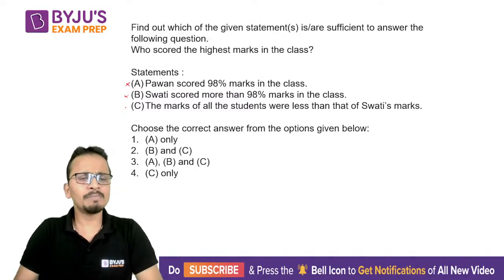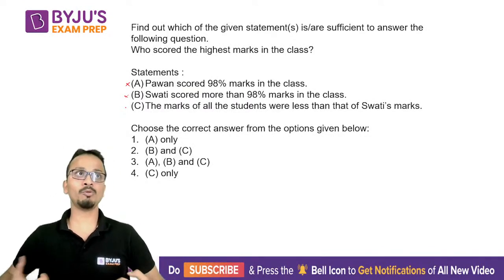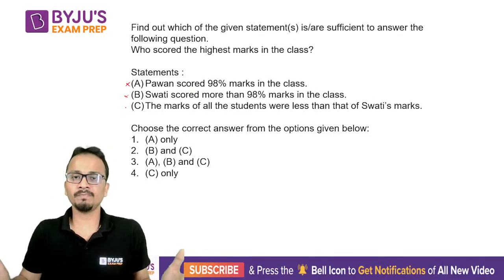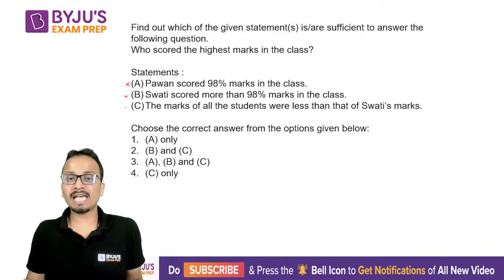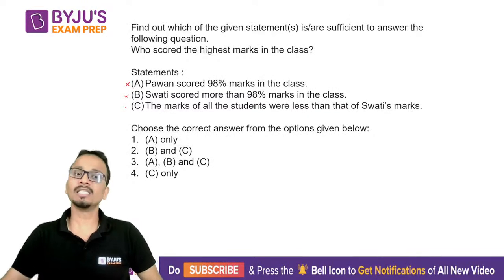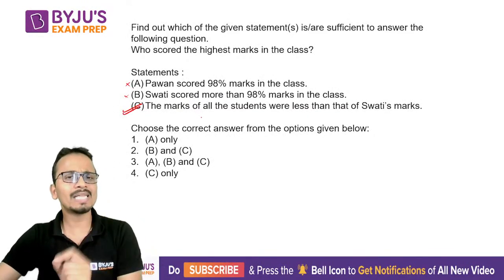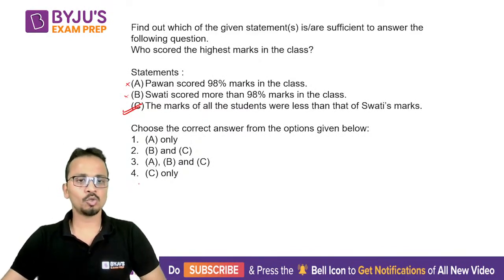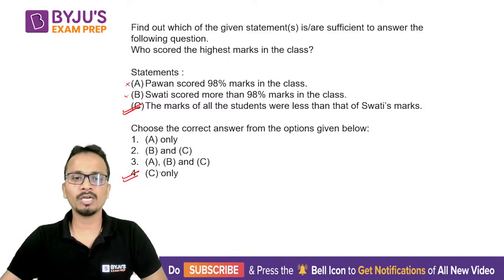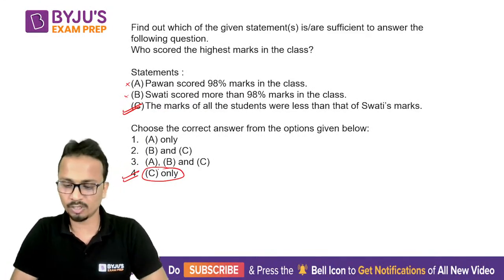If I look at statement C alone, the marks of all the students were less than the marks of Swati. So if I say that all the students in the class have scored less than me, then that means I am the topper of the class. So yes, statement C is sufficient to answer this question, that Swati has scored highest marks in the class. All right. So correct answer will be option 4. That is statement C only is sufficient to answer the question.